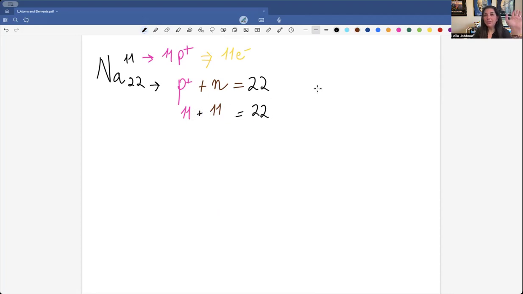Okay? All right. So now we have that solved, and this is kind of the typical little exercises that you'll have to solve for a quiz or a test. Let's look at the electrons now. 11 electrons. What are we going to do with them? Well, let's draw the shells and see how many we need to fill.